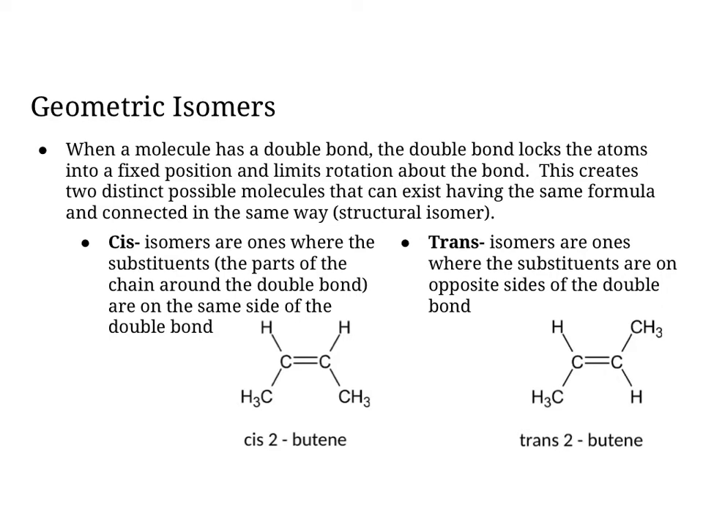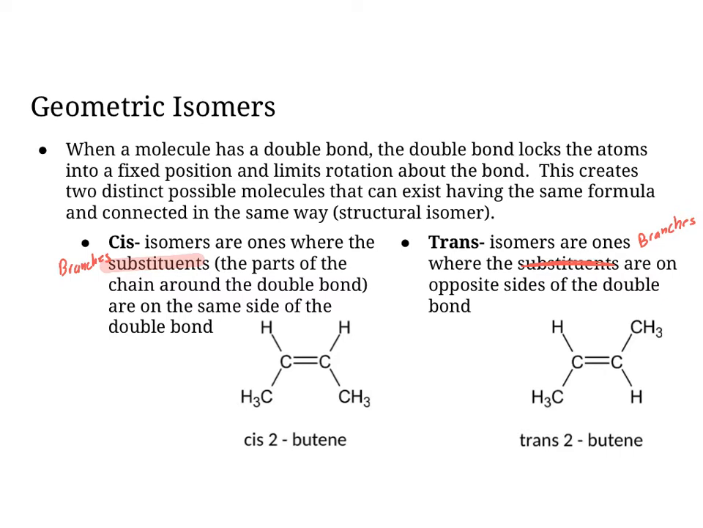Cis isomers are ones where the substituents, or branches, are on the same side of the double bond, and trans are where the branches are on opposite sides of the double bond.